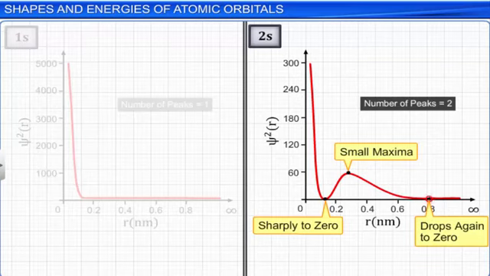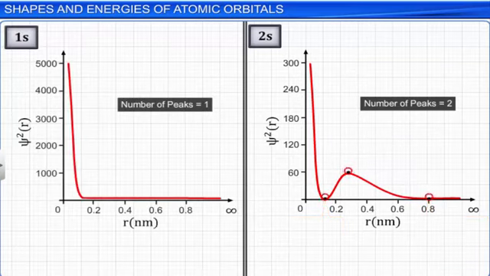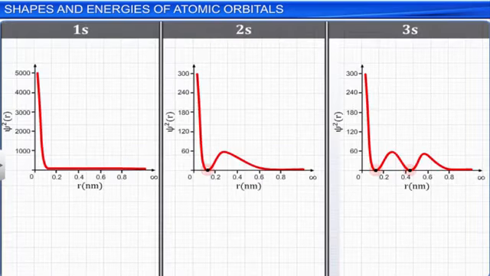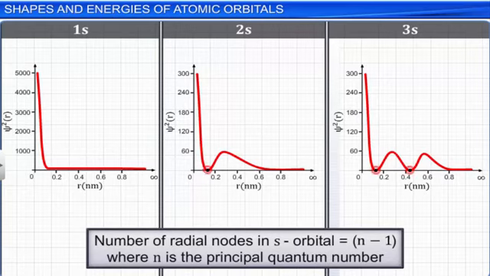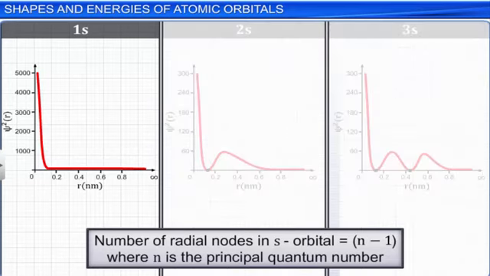The region where the probability density function reduces to 0 is called radial nodes, or nodal surfaces, or nodes. For s orbitals, the number of radial nodes increases with the value of the principal quantum number n, and is found to be equal to n-1. Therefore, the 1s orbital does not show any nodes, whereas 2s and 3s orbitals show 1 and 2 nodes respectively.